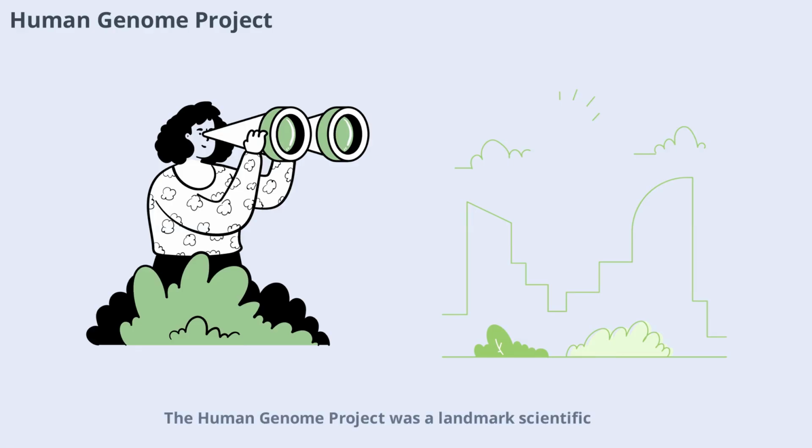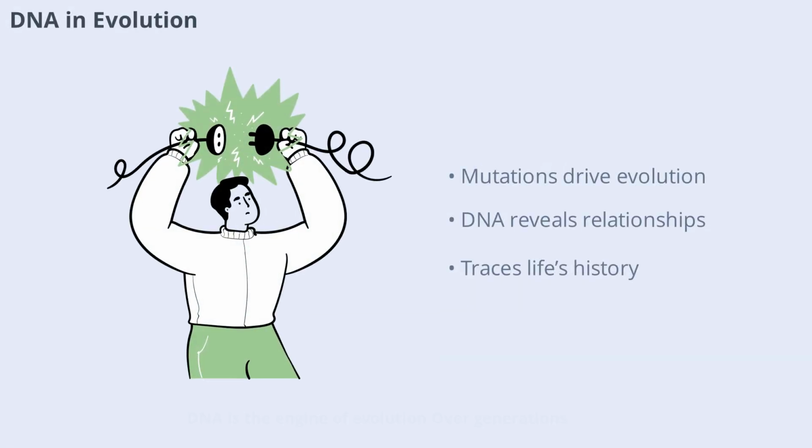The Human Genome Project was a landmark scientific effort to map all the genes in human DNA. Completed in 2003, it identified over 20,000 genes and provided a reference for studying genetic diseases and human evolution. This project has transformed biology and medicine, paving the way for personalized treatments and a deeper understanding of our genetic heritage.